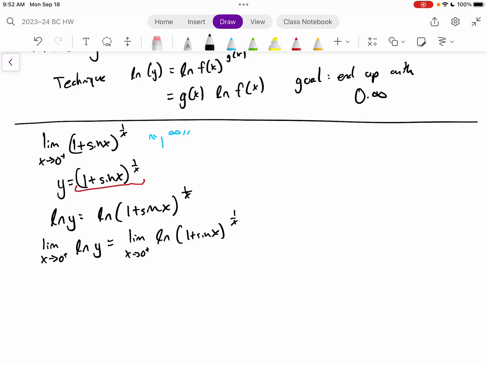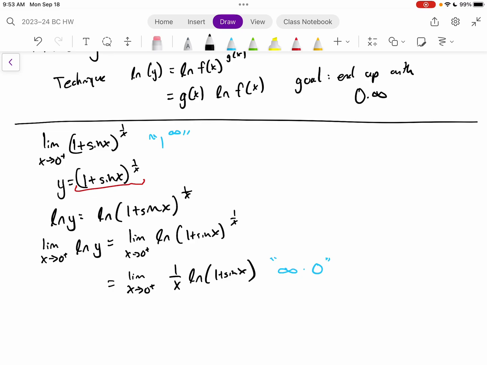Well, the reason we did this natural log thing is again so that 1 over x would come out to the front. So that still is 1 over x times ln of 1 plus sine x. Okay, now let's think about what flavor this is. The 1 over x is certainly going towards infinity, and the ln of 1 is 0, so this is an infinity times 0 thing, and that's sort of what we wanted. And we want to L'Hopital this.